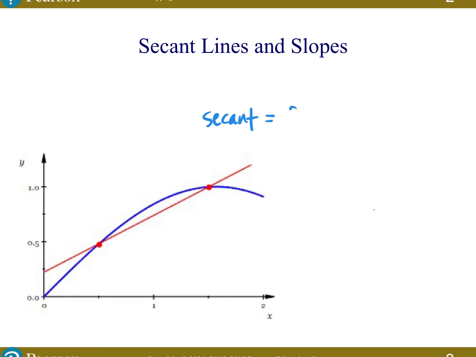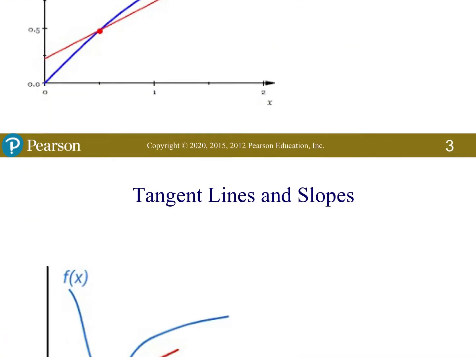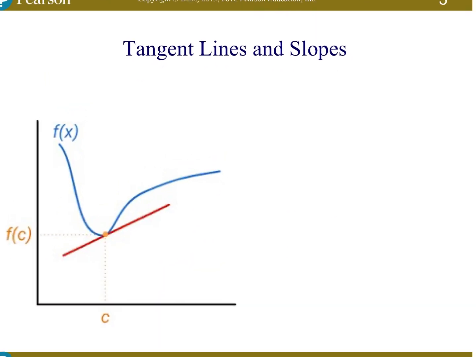So we've got secant being f of b minus f of a over b minus a, where there's a clear distinction, a clear difference between two points. You can see it with your eyes. There's two distinct points. And then we talked about the difference between a tangent line and a tangent slope.